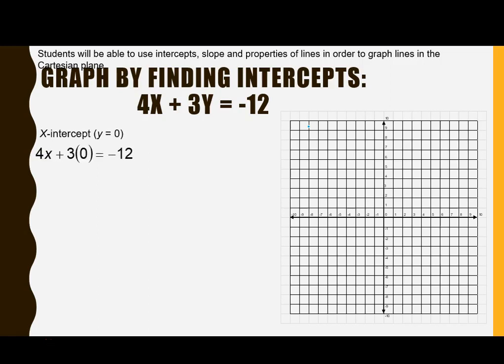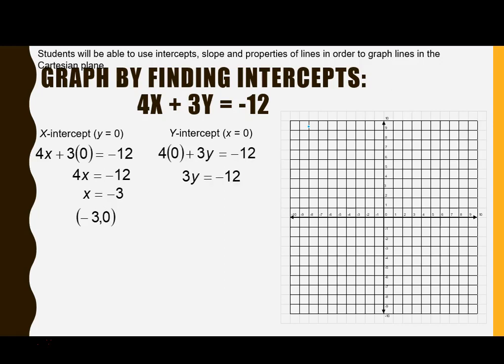So to find the x-intercept, we let y equal 0. So 4x equals negative 12. So x is negative 3. So we have the point negative 3, 0. The y-intercept is when x equals 0. So 3y equals negative 12, so y is negative 4, and we have that point. And we connect those dots. We plot negative 3, 0, and we plot 0, negative 4.